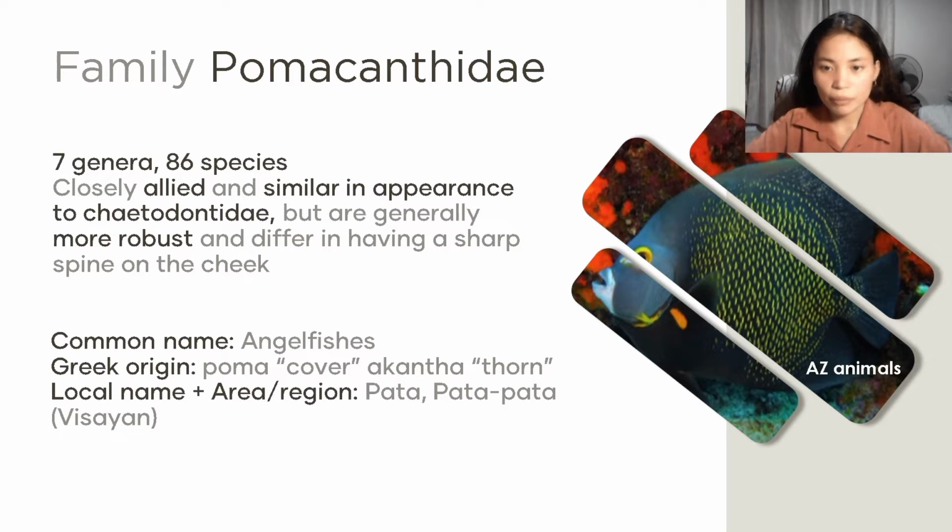Next is the family Pomacanthidae, comprising approximately 86 species in 7 genera. These marine angelfish are brightly colored fish common in the aquarium trade. As mentioned in the previous slide, they closely resemble the chaetodontids. However, they are generally more robust and differ in having a sharp spine on the cheek where they got their Greek name from, poma meaning cover, acantha meaning thorn. They are called pata or pata-pata in Visayan.